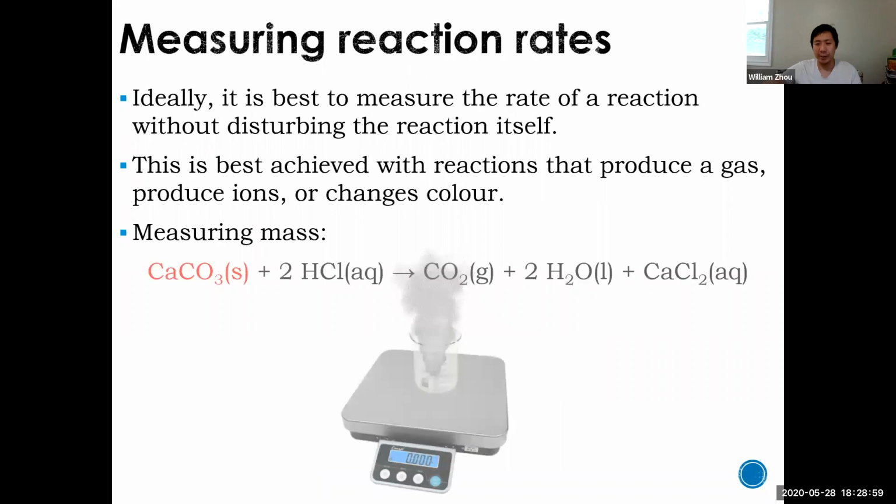And you can measure mass. Now, this one is not really recommended because it's really difficult to measure the mass, but here's one example. If you have an open system where a gas is freely able to escape, and one of your products is a gas, then you can just measure the change in the mass. You see what I mean? Because of conservation of mass, the mass of the products should equal that of the reactants. But if the gas escapes, then you should have a smaller mass. And how fast the mass changes tells you how fast the reaction occurs. So that is one way to measure the mass.